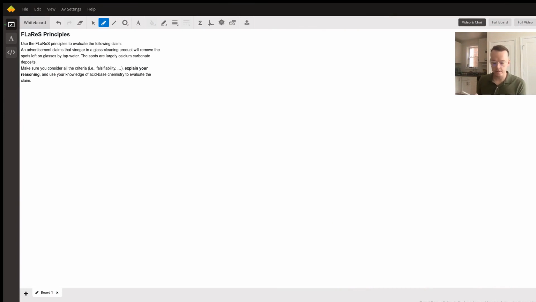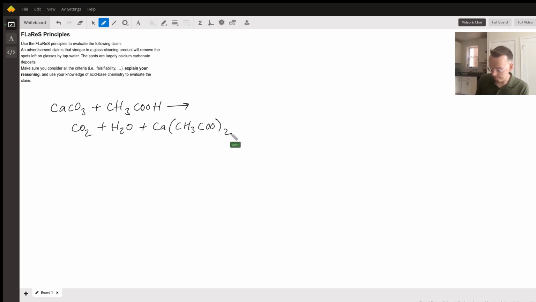So we're basically dealing with acetic acid that's found in vinegar as it reacts with calcium carbonate that's found in tap water spots. So let's go ahead and start by writing out our chemical equation here. We'll start with calcium carbonate and then acetic acid. And that's going to give us carbon dioxide, water, and the calcium salt, which in this case is calcium acetate. And just take a quick second and balance the equation right there. And so basically this formula is the context for our entire problem with the Flair's principles.